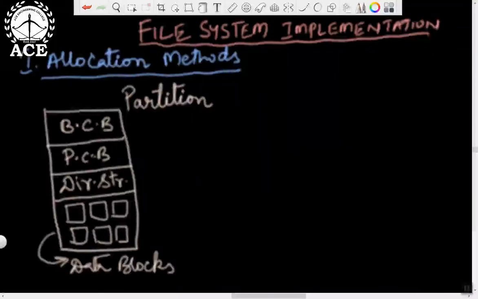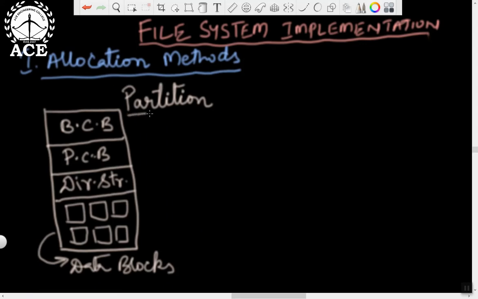So let's start with the file system implementation. In my earlier video, I showed you what a layered file system is, how the partition looks, and what happens when a partition is formatted with some file system. Here I'm summarizing: the first performance issue we are going to look into is called allocation methods. So what is that? I will explain.